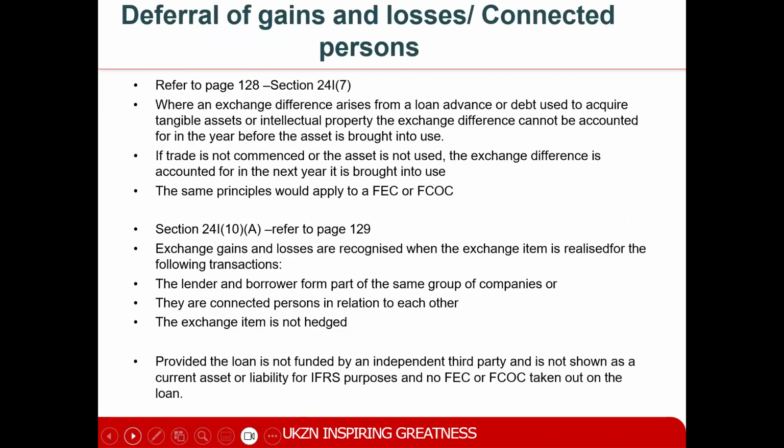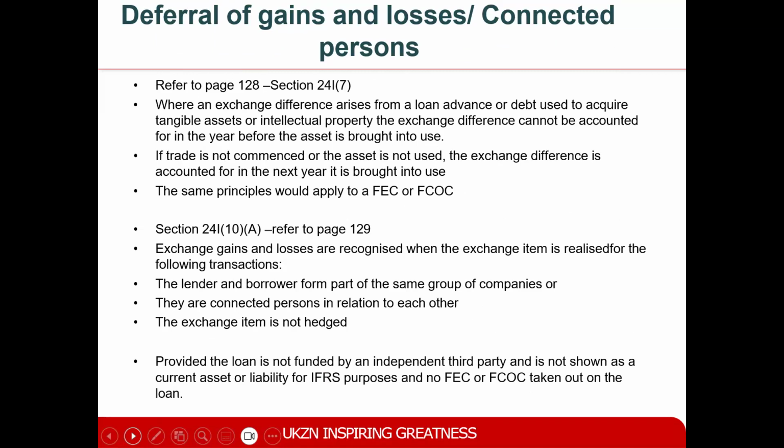So they say here, where exchange differences arise from a loan, advance, or debt used to acquire a tangible asset, it cannot be accounted for in that year. If the trade is not connected or the asset is not used, the exchange difference is accounted for in the next year when it is brought into use. That's your 24I(7). The same principle would also apply to the related FEC or FCO.